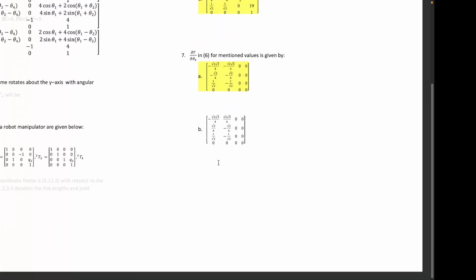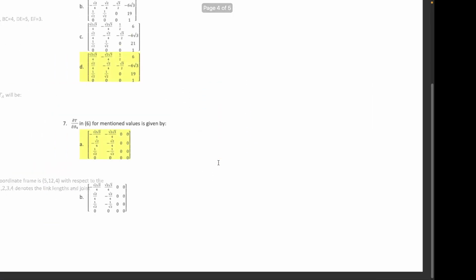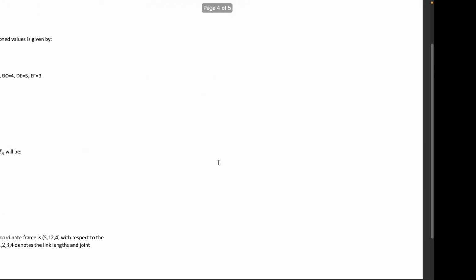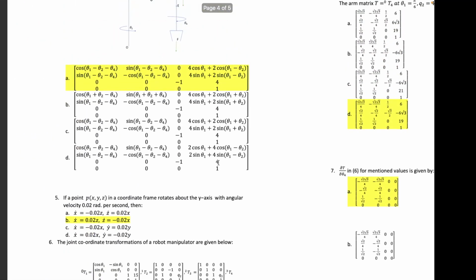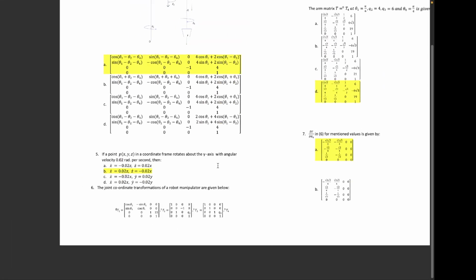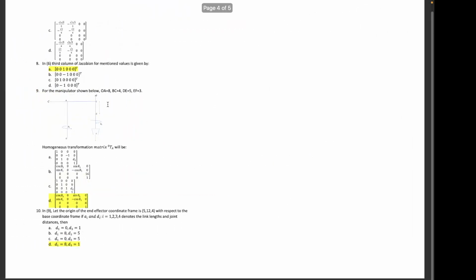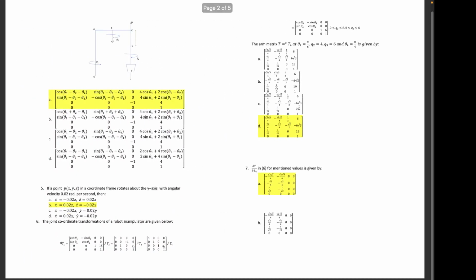Now the next question is, in 6, the third column of Jacobian for the mentioned values. Again, the Jacobian we can also get when we compute this transformation matrix.